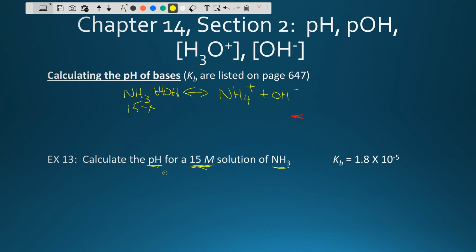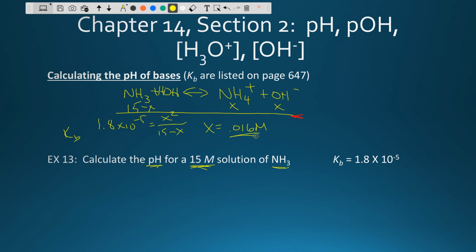I'm going to be losing a certain amount of that, and these are going to be gaining that amount. So if I see my KB value, my KB value ends up being 1.8 times 10 to the negative 5. That will equal x squared over 15 minus x. My x ends up being 0.016 molar. Now watch out because that was my KB value. So what did I just find?